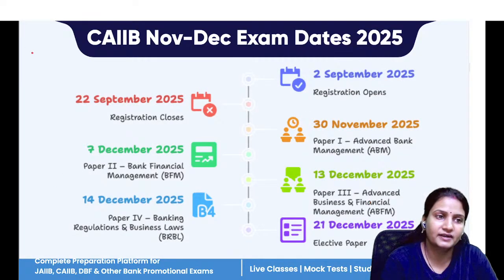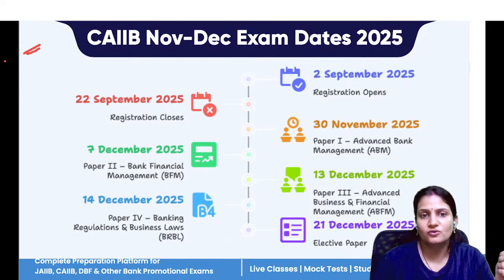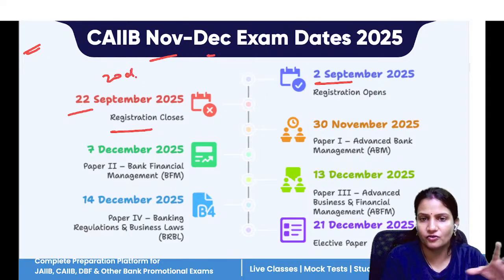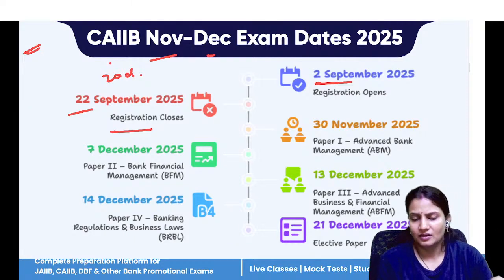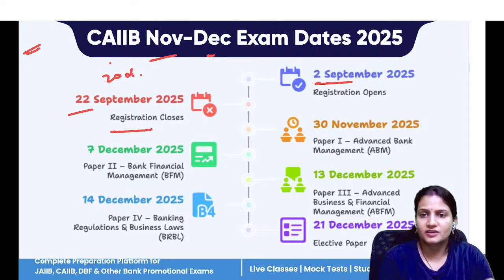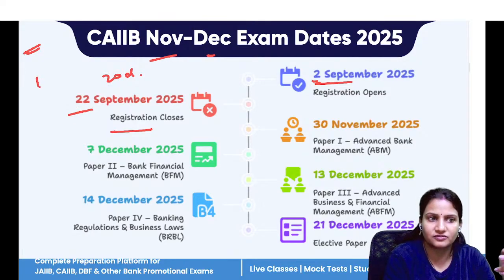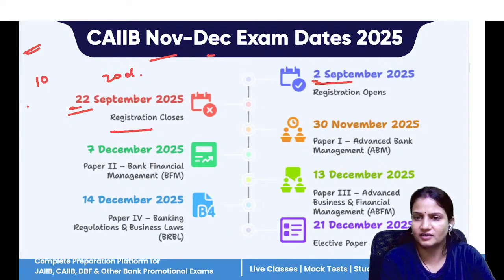Now, the most important slide of this session is your exam dates. For the November-December exam, registration will start from 2nd September and close on 22nd September. So 20 days are there for registering yourself. Don't panic and wait till the end; try to register yourself by 8 to 10 September, because at the end there can be network issues and the server gets crashed. All these issues arise, which is why you should register early.